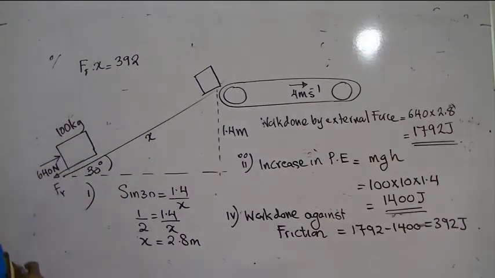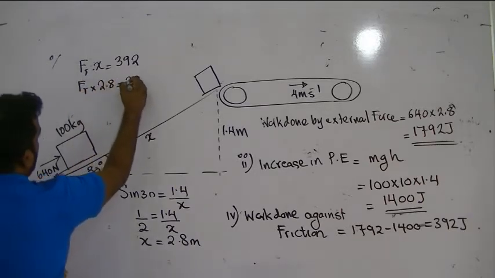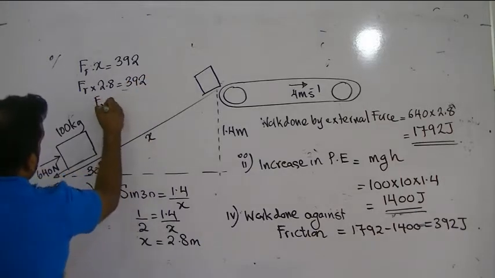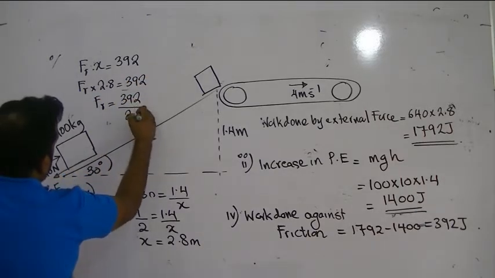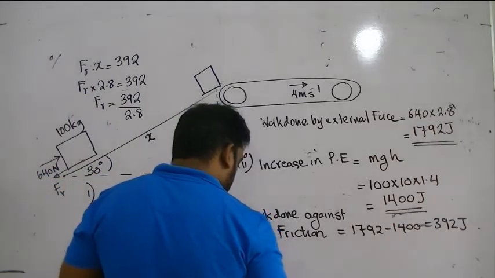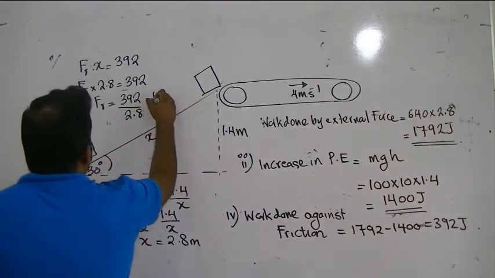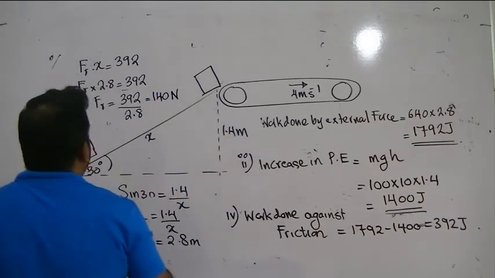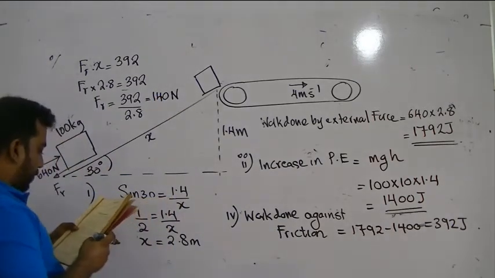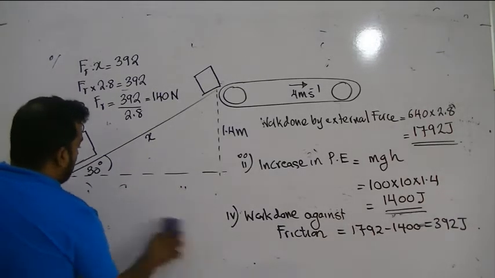392 joules. So friction here, we don't know. Distance is 2.8. 392 over 2.8. If you divide it, 392 divided by 2.8, you will get 140 newton friction force. With this friction force, you can find the coefficient of friction.